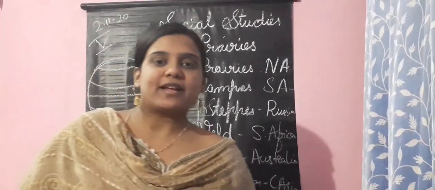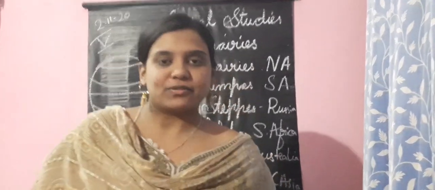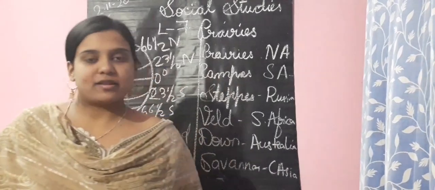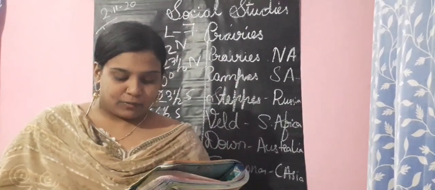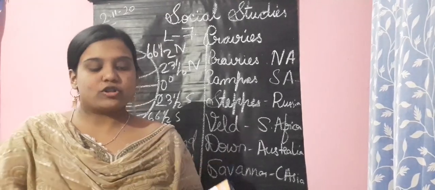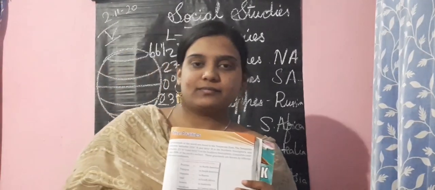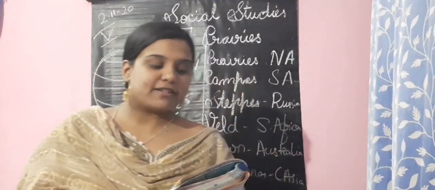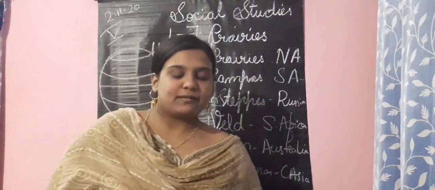Children, in the previous class we stopped with the desert part, right, about Saudi Arabia. So in this session we are going to start with lesson number 7, the prairies. I want everyone to open your textbook, lesson number 7, the prairies, page 241, children. Okay, page 241, lesson number 7, the prairies.